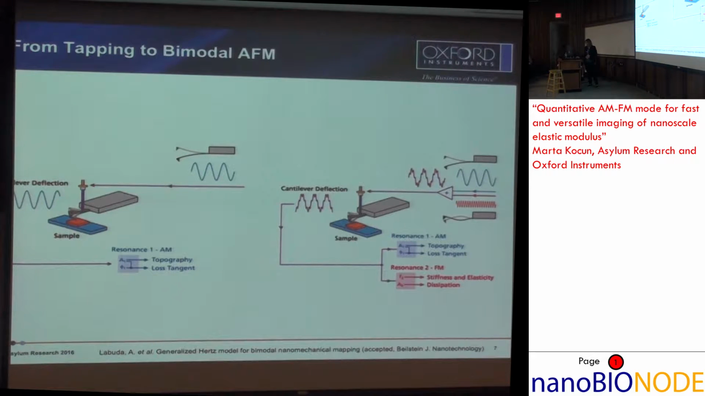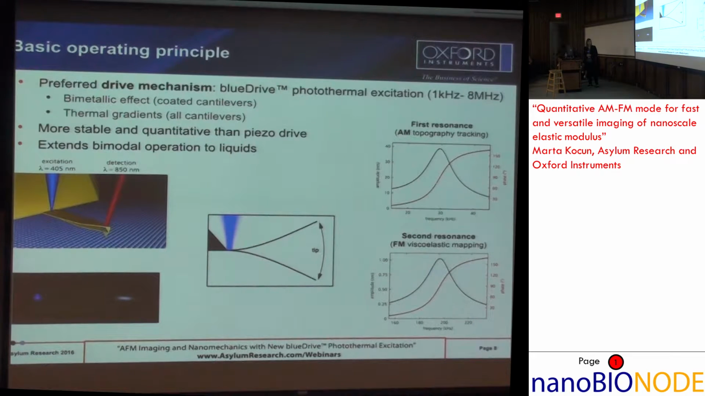What you're seeing here is that I have something different than what you're used to seeing. Normally, you would see a piezo stack on top of your chip onto which the cantilever is attached. What I'm showing you here is a laser, and this is because most of the experiments that are shown here were acquired using photothermal excitation, which we call blueDrive because it's the blue laser that we're using. So I'm gonna just take a minute here to explain a little bit what it's all about.